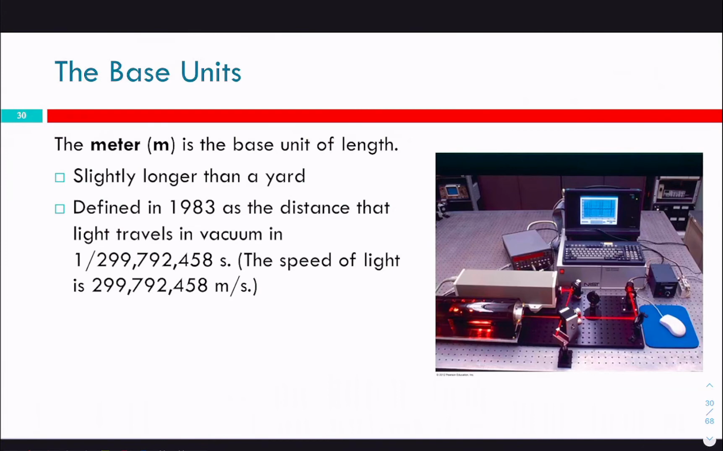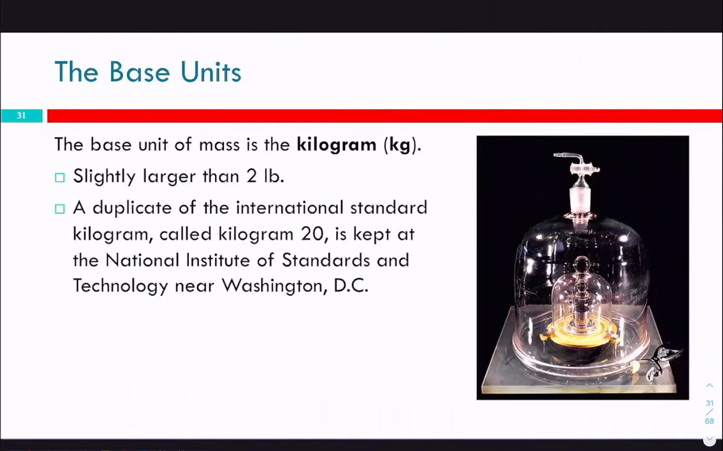But using units like this makes it reproducible. The kilogram is actually, I should change the slide because this has changed. The base unit of mass is the kilogram, but a kilogram, right, kilo means 1,000, so a kilogram is 1,000 grams. It's an easier mass to work with. It's slightly larger than 2 pounds, 2.2 pounds.